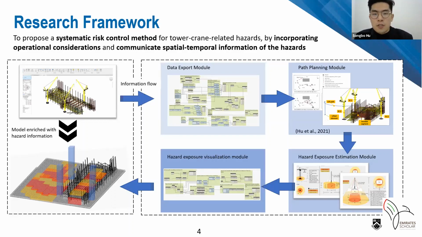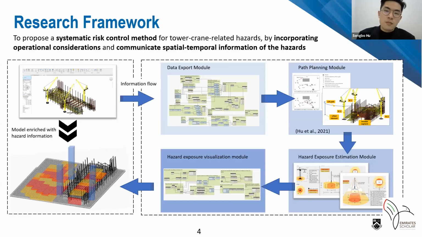The holistic research framework is presented here, which first extracts the site topography, existing structure, and the geometry and weight of the lifted loads, then exports them to the path planning module, which generates a collision-free path compliant with the load capacity limit. The results provide detailed trajectory information for hazard exposure estimation and visualization.